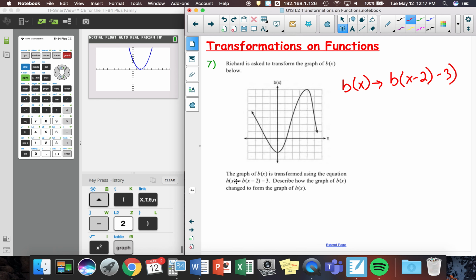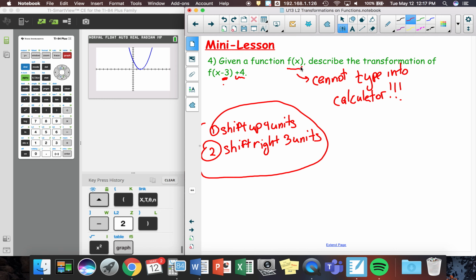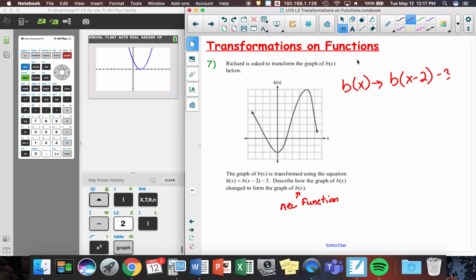Don't worry about this h of x. What they're trying to say is that h of x, that's the new function. So I'll just label this here. It just means new function. So it's a new function after it was transformed. How did b of x turn into b of x minus 2 minus 3? Now that's going back to that same problem that we did before, using f of x. Instead of f, they used b. So we have two things going on here. We got this minus 2. We got this minus 3. Okay.